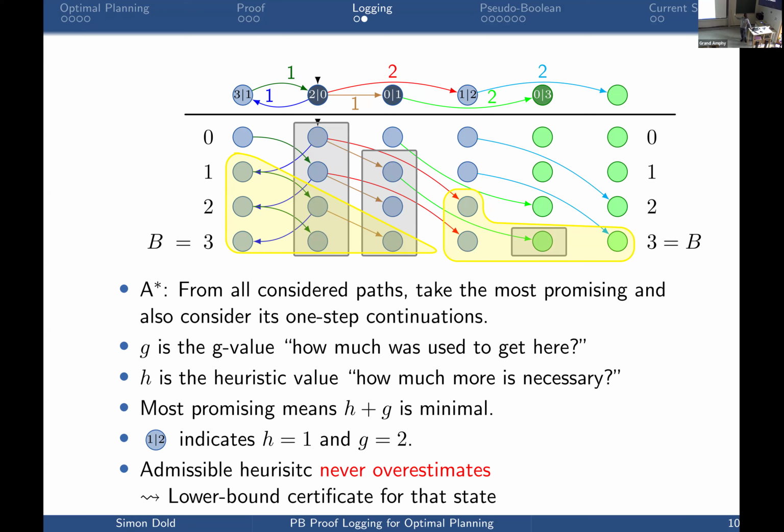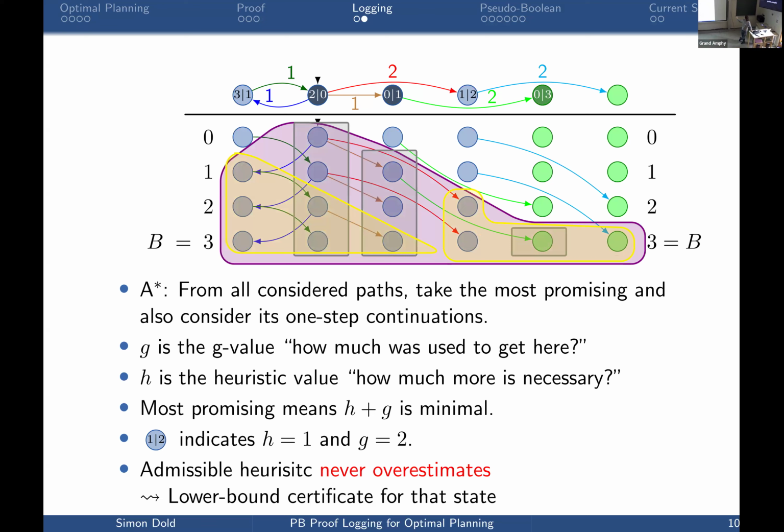And now we have some, let's say, dangling certificates here in yellow, and we have those boxes about the states that we expanded. So we know that the states with higher costs are also not worth considering. And when we have those, we can do a union of all these sets and use this as our final certificate that we have a lower bound of 3 for this particular task.